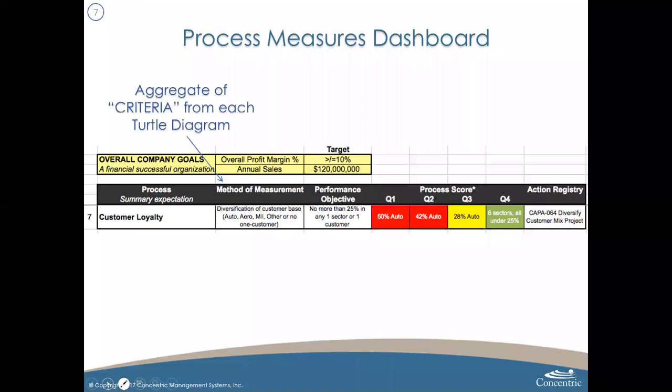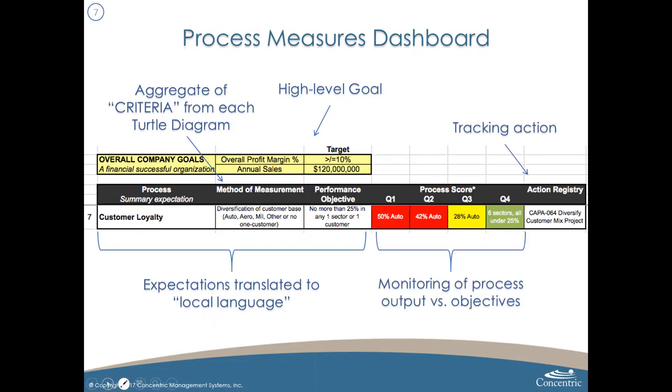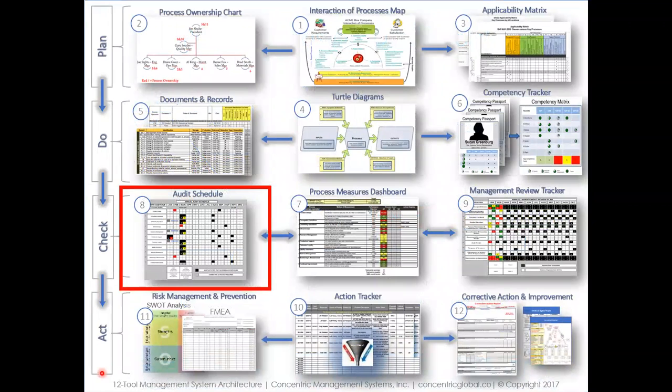So let's break this down a little bit further in this particular slide. Right here you have the aggregate of the criteria field from each turtle diagram. There's your high level goal, which is your KPI. This is customer loyalty, with goals translated into a local language, a language that those folks involved in that process could understand. And then off to the right, you have monitoring of process output versus objectives, and then tracking of action. In this particular case, CAPA 064 was a project called the Diversified Customer Mix Project. That was the project that helped this particular performance indicator get from red to green. So that's just one example of the use of the process measures dashboard.